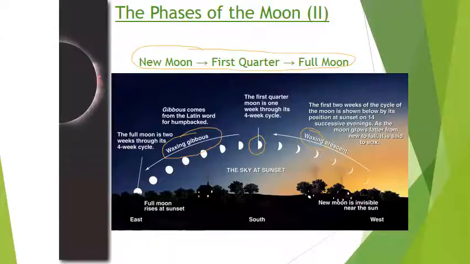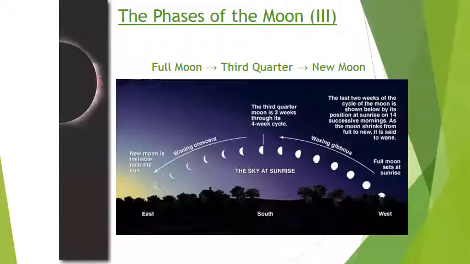Okay, so contrast that with the next image, which shows the same kind of sequence of phases, but now we're talking about the sky at sunrise. So these are the phases, anywhere from the full moon through the third quarter through the new moon. These are the phases you'd be looking for if you're an early bird and you are checking out the sky at sunrise.